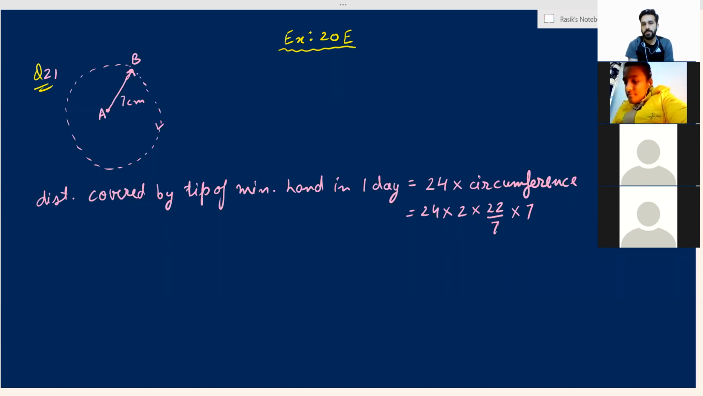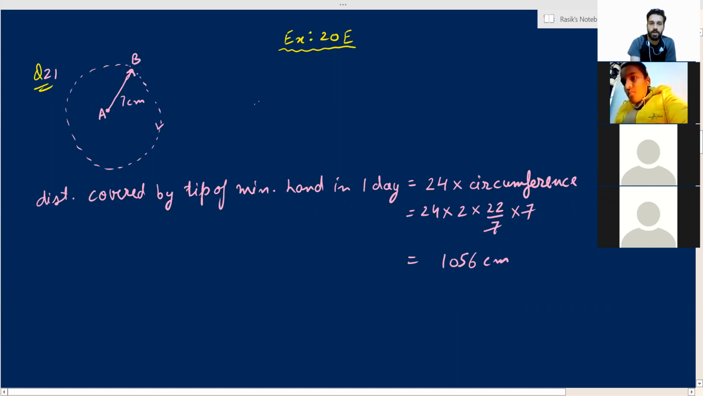So, here we can cancel out 7 and 7. Now, you multiply 24 into 2 into 22, that is 48 into 22. 48 into 2, 96. 48 into 2, 96, plus 9, 105. 1056 centimeters is the distance covered by the tip of the minute hand.